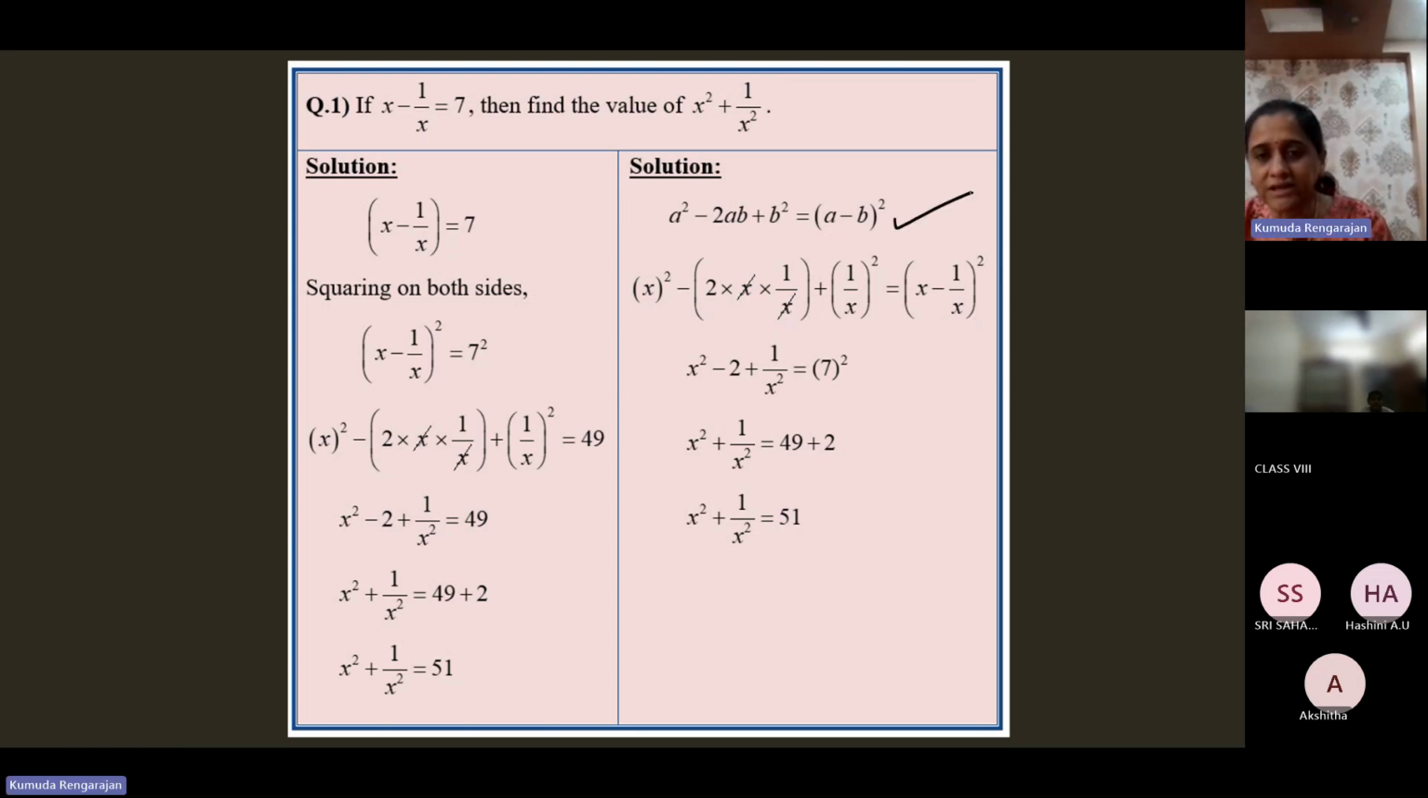Here you will have to write the correct identity and substitute. For a you should put x and for b you should put 1 by x. But this identity you should write by yourself. Here you don't have to worry about any identity. Whatever equation is given, just write that and square it on both the sides. That's all. You'll get it.